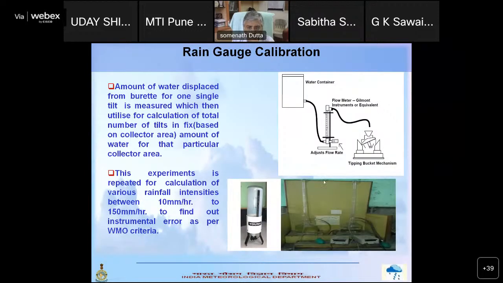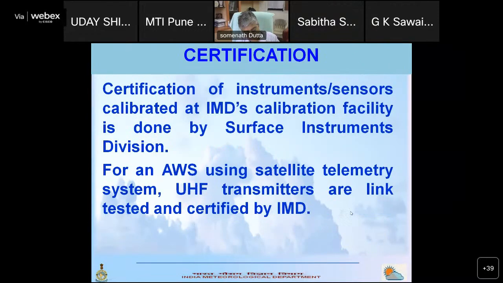These are the rain measuring calibration devices. We have some calibration devices with the help of injections and burette pipette, with which we measure and calibrate the rainfall instruments which come here. Other certification is also there, and we are calibrating.